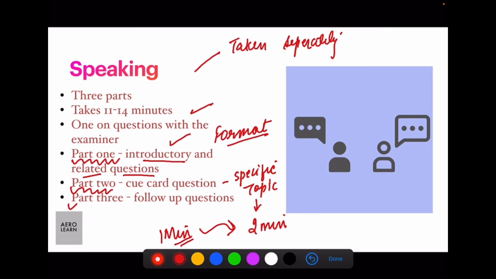After that, we have part 3, which includes some follow-up questions regarding the topic that you got in part 2. The questions here are connected with the topic that you previously spoke about in part 2. Overall, part 1 and part 3 take up to 4 to 5 minutes and part 2 takes up to 3 to 4 minutes. So on the whole, in 11 to 14 minutes you can be done with your speaking test.